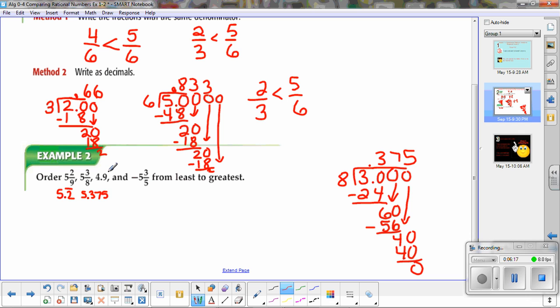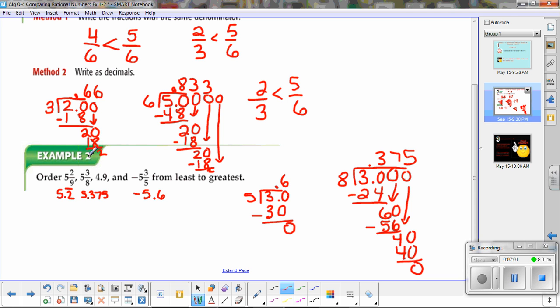The next number is already in decimal form. We have 4 and 9/10. And then the next one we have to work with is -5 and 3/5. If you don't already know the decimal equivalent of 3/5, you will need to do 3 divided by 5. 5 doesn't go into 3, so add a decimal point and a 0. 5 goes into 30 6 times. 6 times 5 is 30. Subtract and you have 0, so that one's finished. So that number is going to be -5 and 6/10.